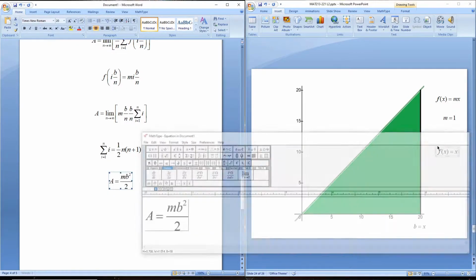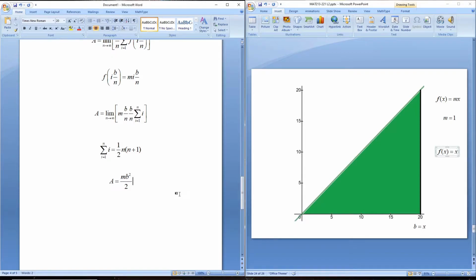So our final answer, our exact answer, is m b squared over 2, which should be the answer you already expected, 200. So how do we know that? Well, if we look at our information, m is 1, so we have b squared over 2, which is half the area of a rectangle. So we got the answer you already knew from this process.